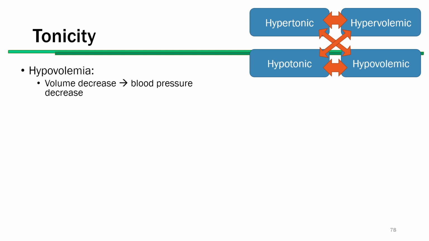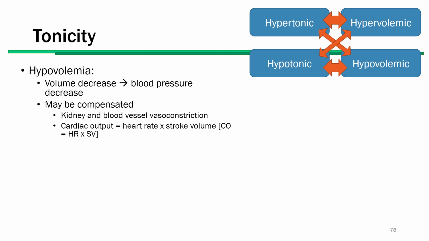Hypovolemia is too low of fluid, so the volume decreases, the blood pressure decreases. It may be compensated. We looked at some of the compensations a few slides ago with the RAS system and the antidiuretic hormone. If your volume goes down, you're going to activate those systems. So the kidneys and the blood vessels can vasoconstrict. You may increase your heart rate if the stroke volume goes down to maintain your cardiac output. So cardiac output will be maintained. So if the volume goes down, the heart rate may go up. So you may be able to compensate for that.